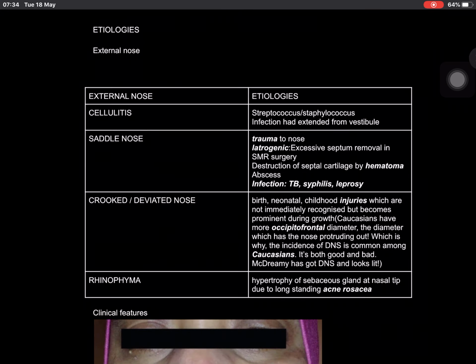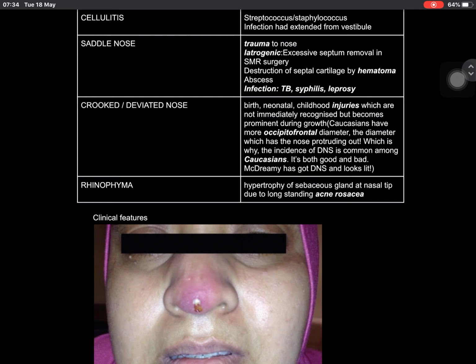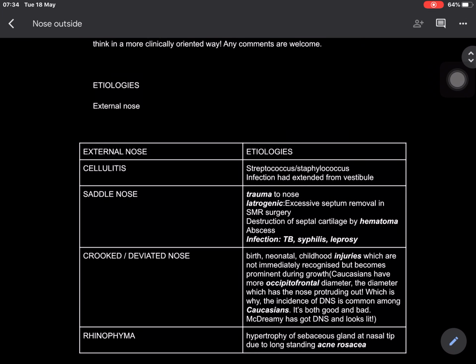Let's see how cellulitis looks like. Yeah, that's how cellulitis looks like. It's just a red, swollen, and painful nose. That's how a cellulitis looks like. We'll see the diseases first, the etiologies, and then go to the pictures.